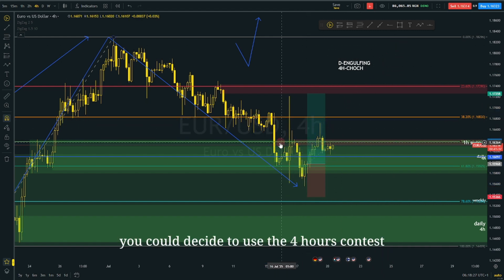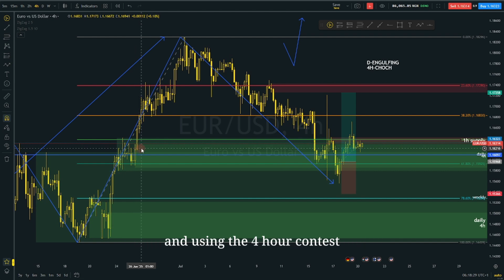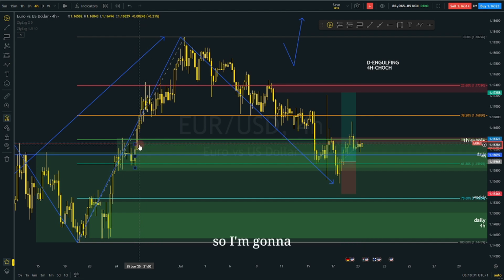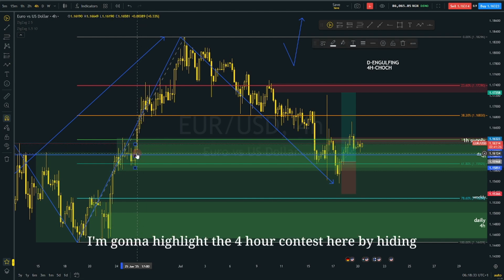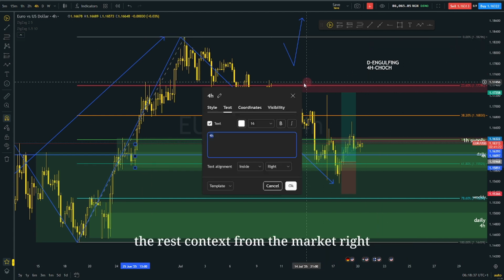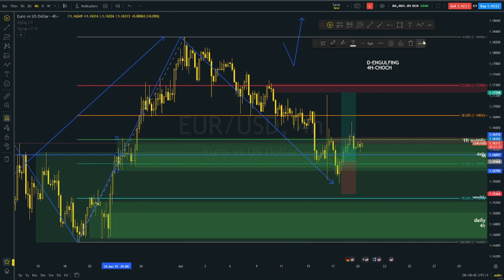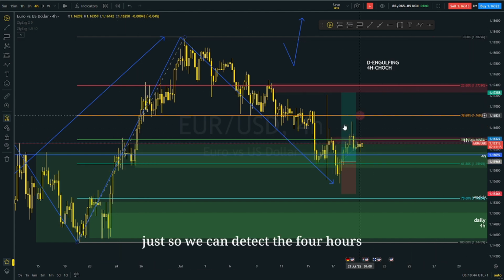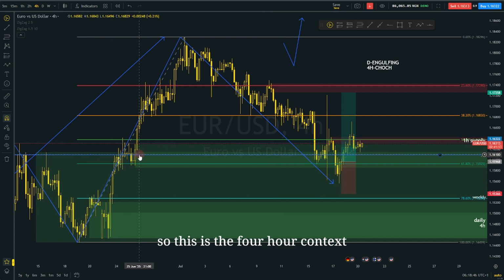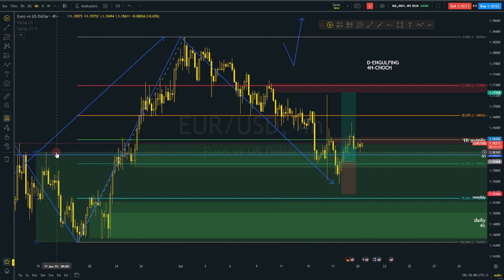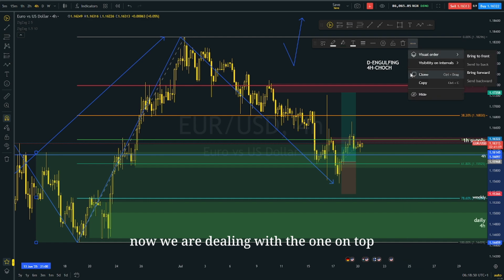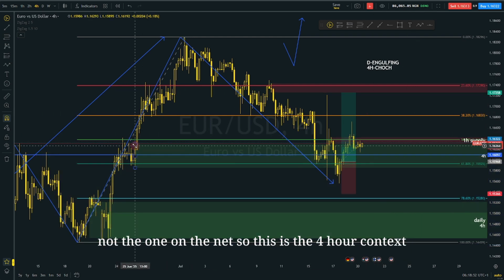However, you could decide to use the 4 hour context. So I'm gonna highlight the 4 hour context here by hiding the rest of the context from the market, right? I'm gonna hide the daily just so we can detect the 4 hours. So this is the 4 hour context. Now we are dealing with the one on top, not the one underneath. So this is the 4 hour context.